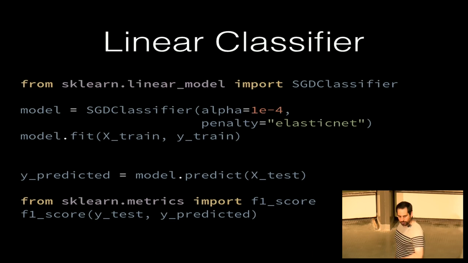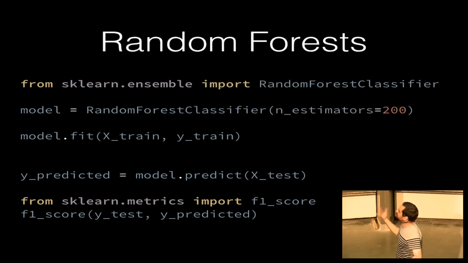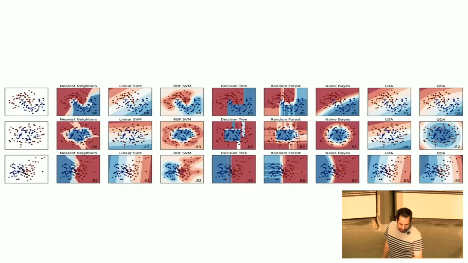And if you want to try random forest, for instance, you just pick up the random forest, and you can give the number of trees you want in your forest, and so on. So there are many algorithms in scikit-learn.